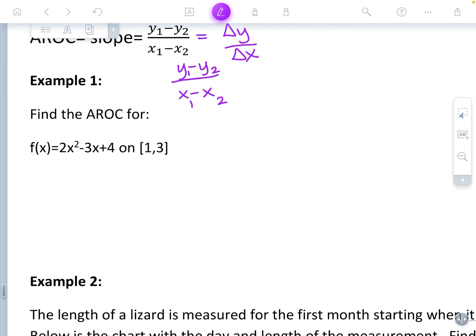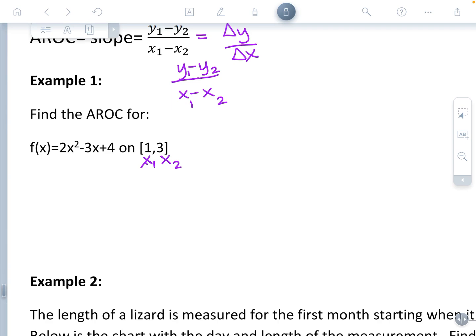So we're going to find the average rate of change for this function. And it's a little confusing, so follow along with me here. Find the average rate of change for this function on the interval. Remember, this is interval notation, 1 to 3. So whenever we're talking about interval notation, it's always talking about the x's. So this is going to be the first x value, and this is going to be the second x value. So I'm going to write x1 and x2.